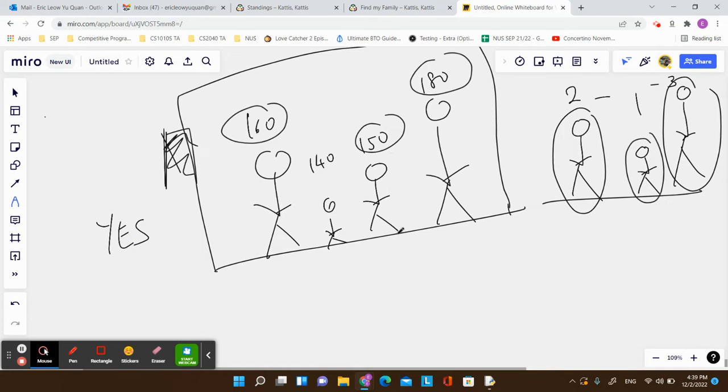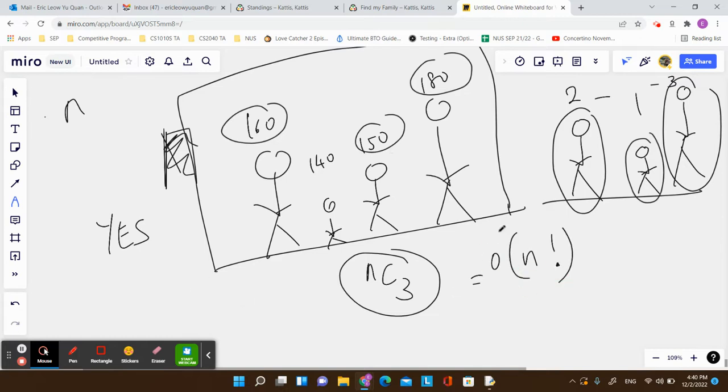You want to find all the possible combinations. If there are n people, how many combinations are there? It's n choose 3, because out of n people, you want to choose 3 people, and then you figure out if there exists a 2-1-3 pattern. What is the complexity of n choose 3? If you know a bit of math, it's in the range of n factorial. So the complexity is O(n factorial), which obviously is too slow.